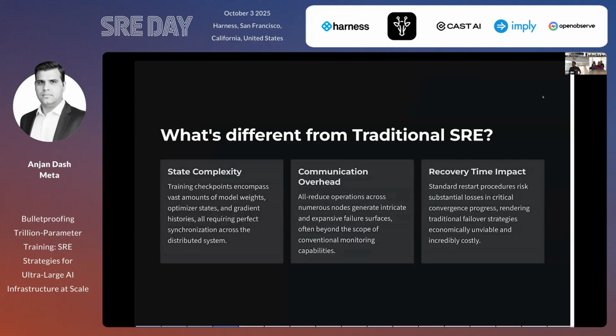So what's different from traditional SRE here? The first one is state complexity. Because the state is big, to maintain it you need 40 terabytes of data. That is a big thing, which is different. The second is communication overhead. We talk about all-reduce operations. What are these all-reduce operations?